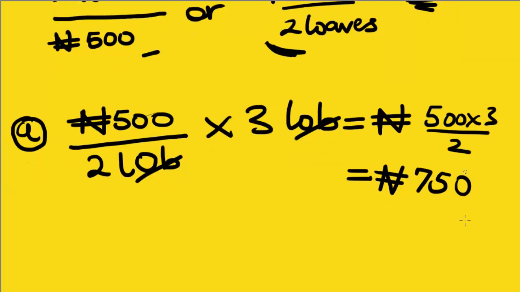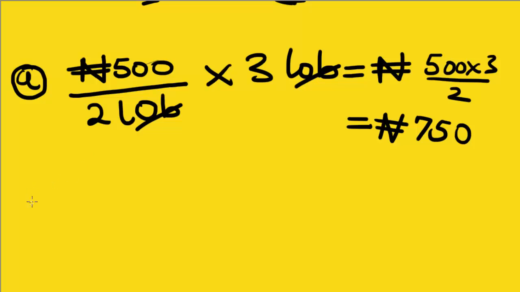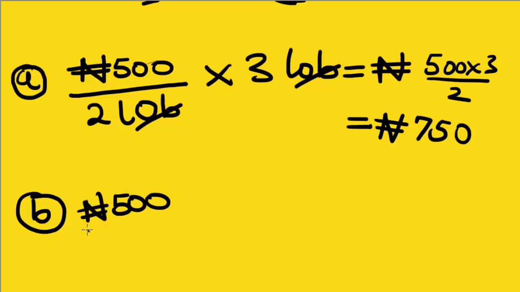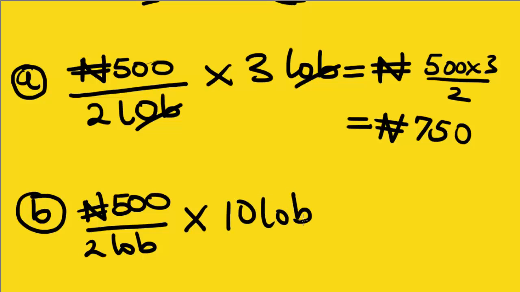I'll do the other one. Similarly, for 10 loaves of bread, because we're given that 500 naira gives us 2 loaves of bread. If I want 10 loaves of bread, all I have to do is multiply this by 10 loaves of bread and just cancel it out. So 2 here, 1, 2 here, 5. And then 5 times 500 is 2,500.